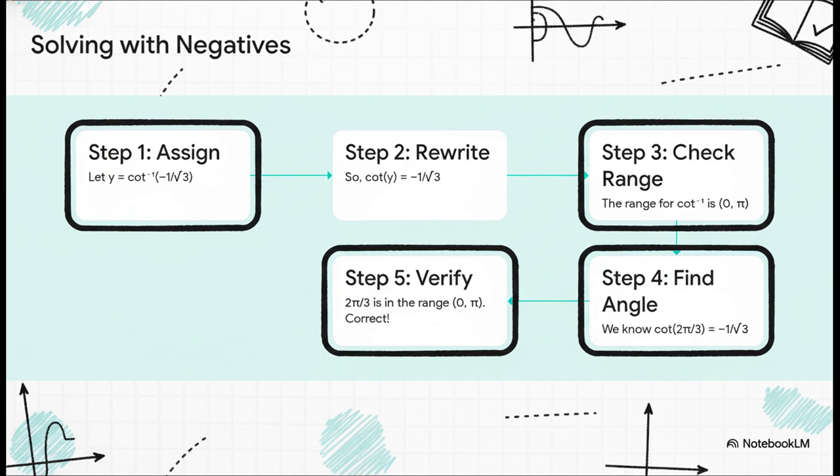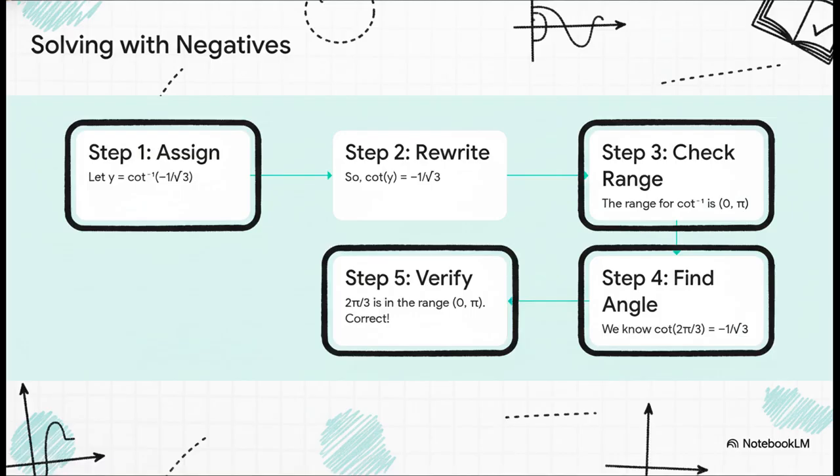Okay, now, which angle gives us this value? From our formulas, we know that cot of 2 pi by 3 is minus 1 by root 3. And now, for the final golden step, check the magic table. The range for cot inverse is 0 to pi. Is our angle 2 pi by 3 inside this range? Yes, it is. And there you have it.